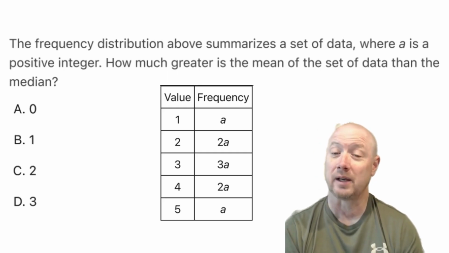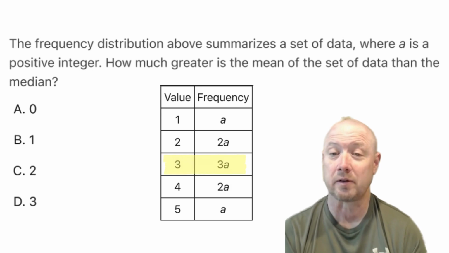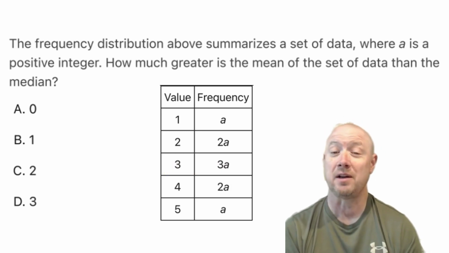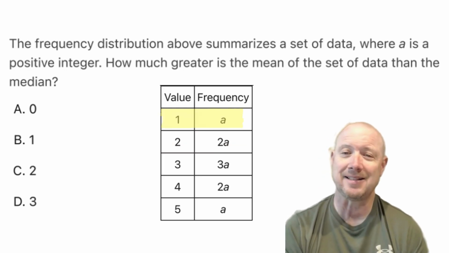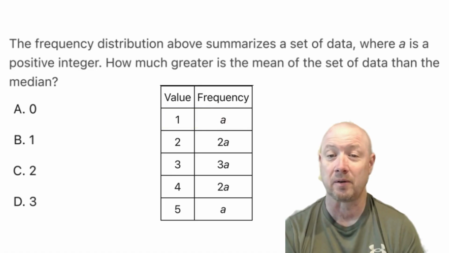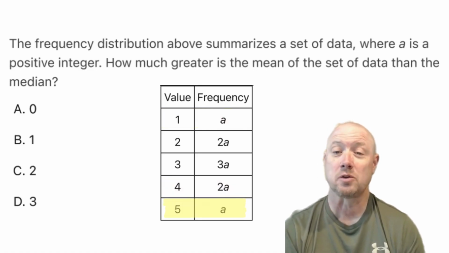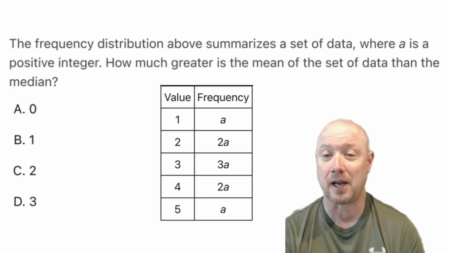All right, so I want to look at the table. And if we look at the value of 3, we have a frequency of 3A. But look at what's happening on each side of 3. With our values less than 3, we have a value of 2, which is 2A, and a value of 1, which is A. And that is the same for the values greater than 3. So 4 is 2A, and 5 has a frequency of A. So what we're dealing with is a symmetric frequency distribution table.